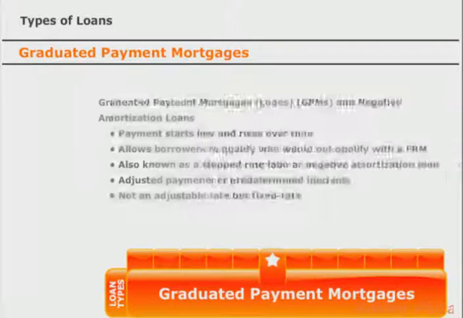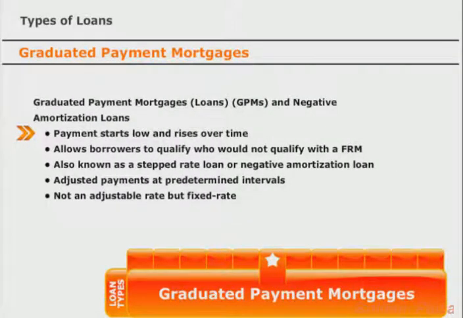Graduated payment mortgages, or GPMs, are mortgages on which the payment starts low and rises over time. Since the initial payment is used to qualify the borrower, the GPM may allow a borrower to qualify who would not qualify with an FRM. It is also known as a stepped rate loan or negative amortization loan. They offer adjusted payments at predetermined intervals. It is not an adjustable rate, it is a fixed rate of interest.